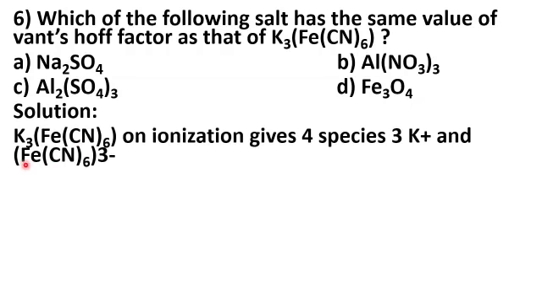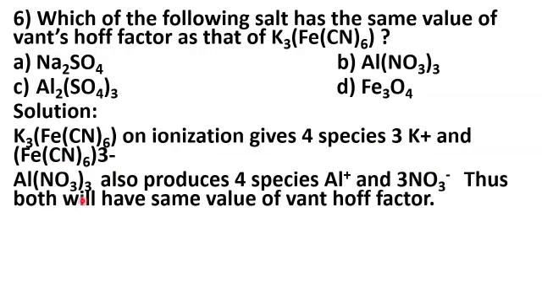So solution. K3[Fe(CN)6] on ionization gives 4 species, 3 K+ ions and 1 [Fe(CN)6]3- ion. Among these salts, Al(NO3)3 also produces 4 species as that of K3[Fe(CN)6], that is Al3+ and 3 NO3- ions. Thus both will have the same value of Van 't Hoff factor. Hence the correct option is option B, Al(NO3)3.